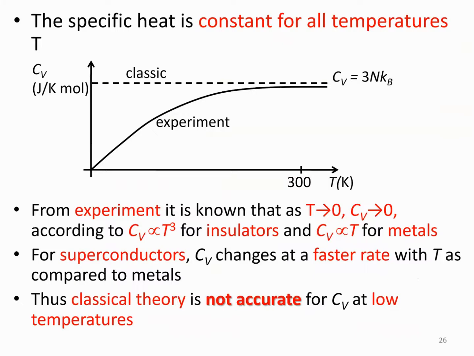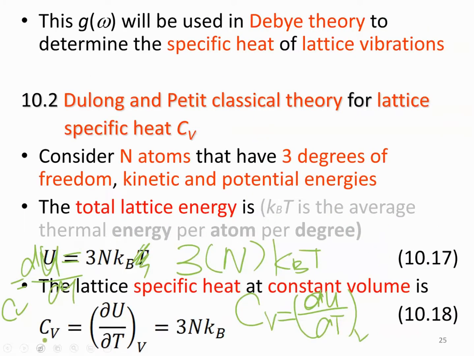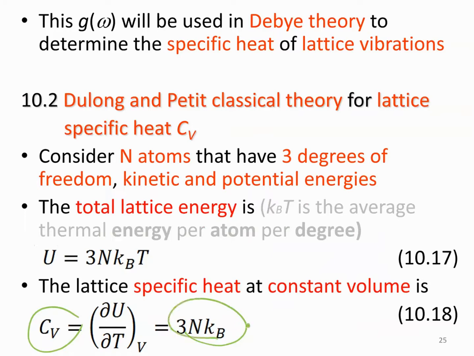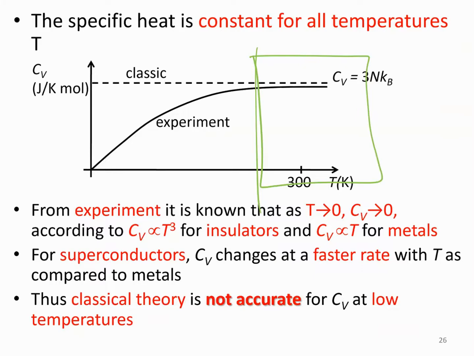Does this classical theory make sense? Yes, partially, especially at high temperature. So the specific heat is constant for all temperatures. You see this equation, specific heat equals 3N kB. It doesn't have any parameter like T. So that means at any temperature, you will get the same specific heat. And of course, we know this is not correct for all temperatures. So the classical theory suggests that CV equals 3N kB for all temperatures.